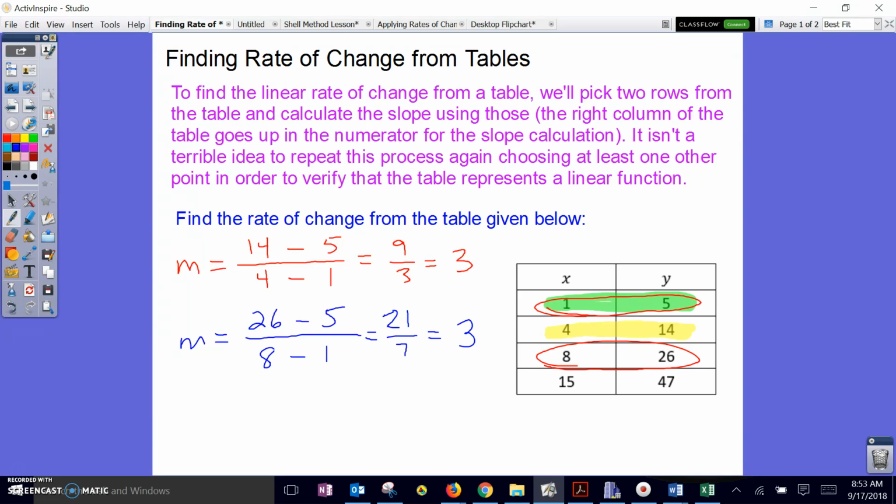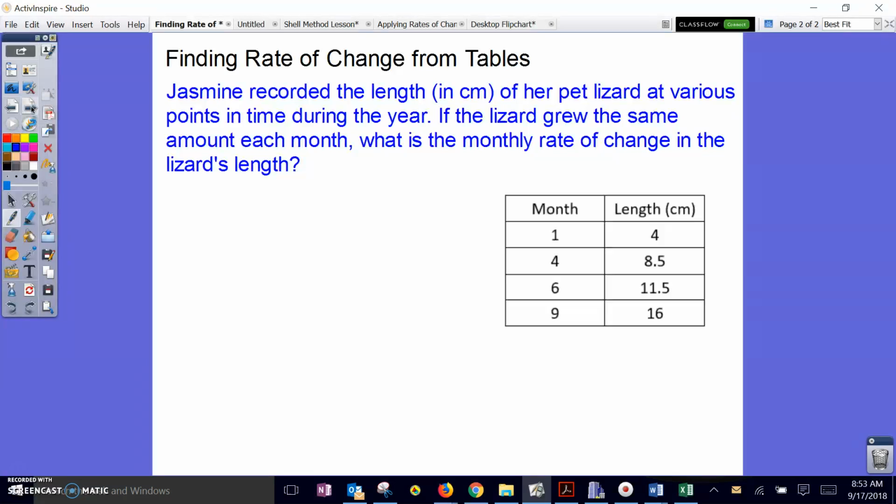Do I have to do that last blue calculation? No. But like I said, if I don't know if a table is a linear set or not, I'm going to do that just to kind of verify that it is linear. Alright, let's move on to the next example here.